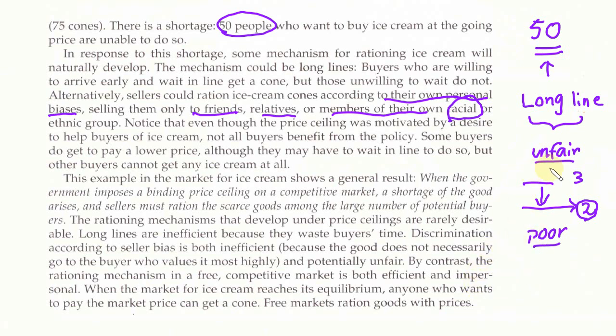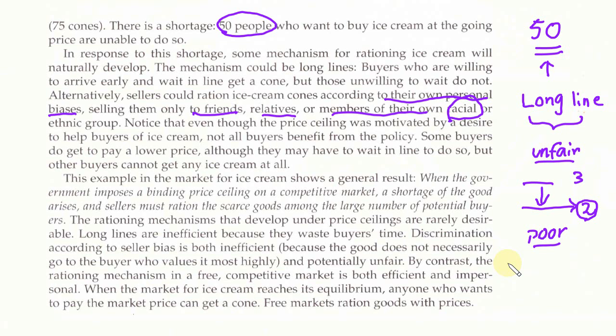Understand? The original intention of the price ceiling policy was to distribute more ice cream to poor people, to more people, but the consequence was contrary to that. Uneven, unfair distribution can happen. This is the side effect of government economic policy like this. Okay, we can see more.